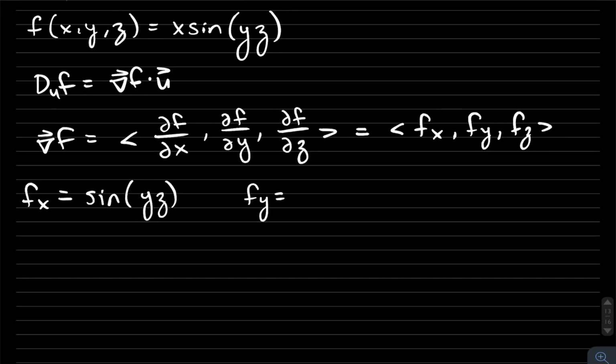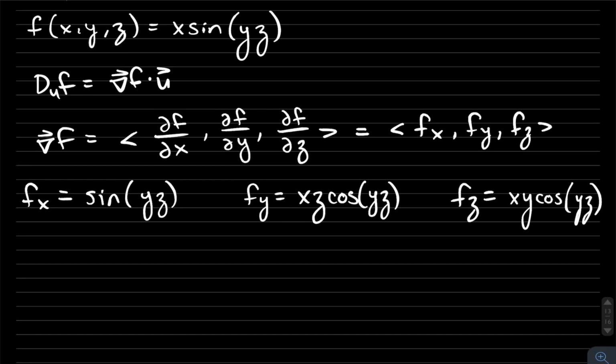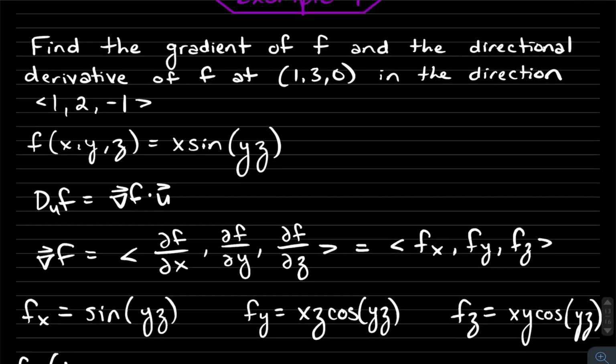Then we have f sub y. This is a little bit trickier. The x is going to stay there because it's treated as a constant out front. The sine changes to a cosine, but we have to multiply by the derivative of the inside, right? And if we're treating y as the independent variable, then z is going to be the constant inside that gets brought out here. The same thing is going to happen for the partial derivative with respect to z, except now the y is going to come out instead. So we get xy cosine of yz. Okay, so now let's plug in our points. And our point is (1, 3, 0).